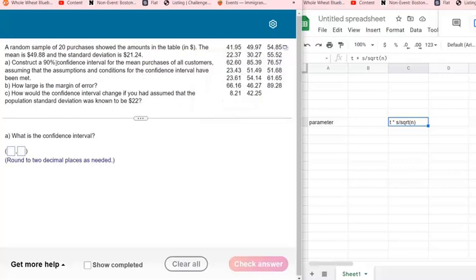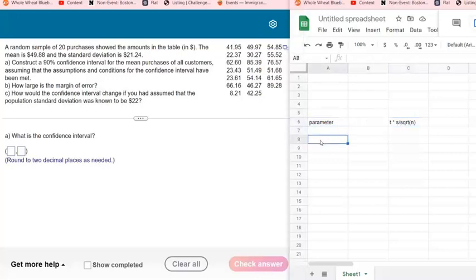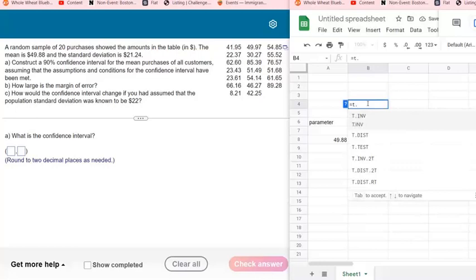Okay, so let's copy. Wait, I don't think we need to copy over the data. The mean is 49.88, the standard deviation. So they've already given us the mean, standard deviation, and sample size. We just need a t distribution value from Excel. We need the t value because we have s. The mean is 49.88, and s is 21.24. So let's see if I remember it. Equals T.INV.2T, I think is what we need.